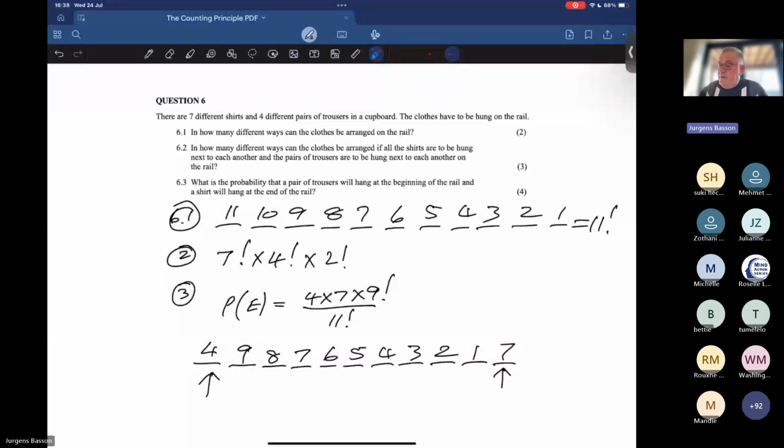This one, not too difficult to calculate, or they can just use the calculator. We say 28 times 9 factorial over 11 times 10 times 9 factorial. They will cancel, and I get 28 over 110, and we can still simplify it further. They may use a calculator, give the answer in a decimal or as a fraction. It doesn't really matter.